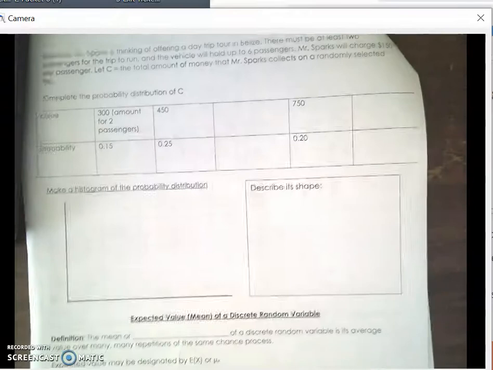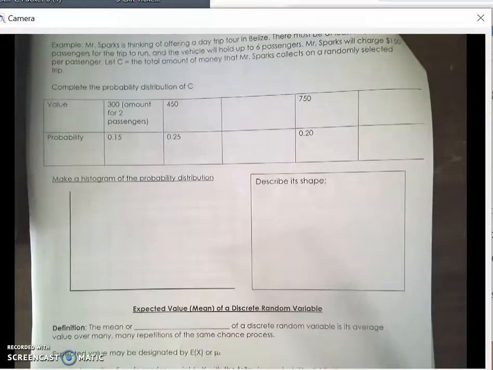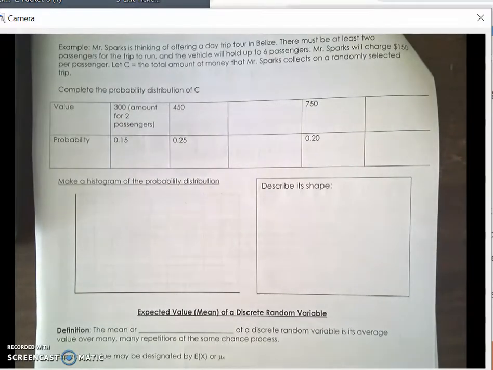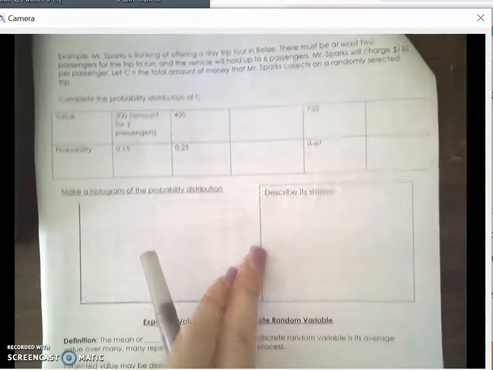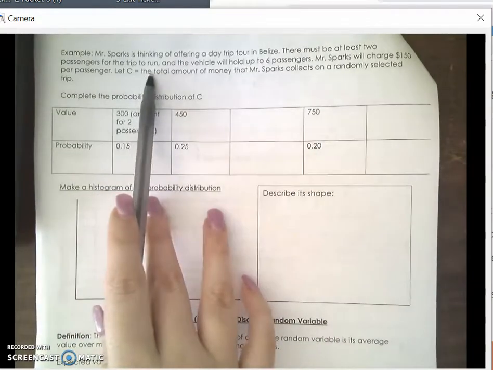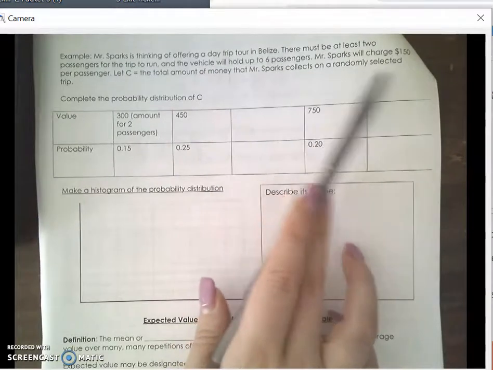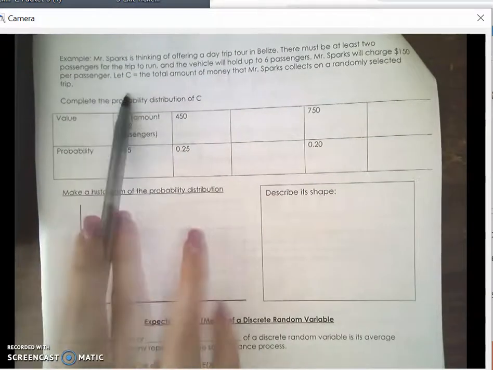Okay, so continuing on with discrete random variables. So we're going to do another example, and we are going to fill out the probability distribution, make a histogram, and describe its shape. So Mr. Sparks is thinking of offering a day trip tour and believes there must be at least 2 passengers for the trip to run, and the vehicle will hold up to 6 passengers.